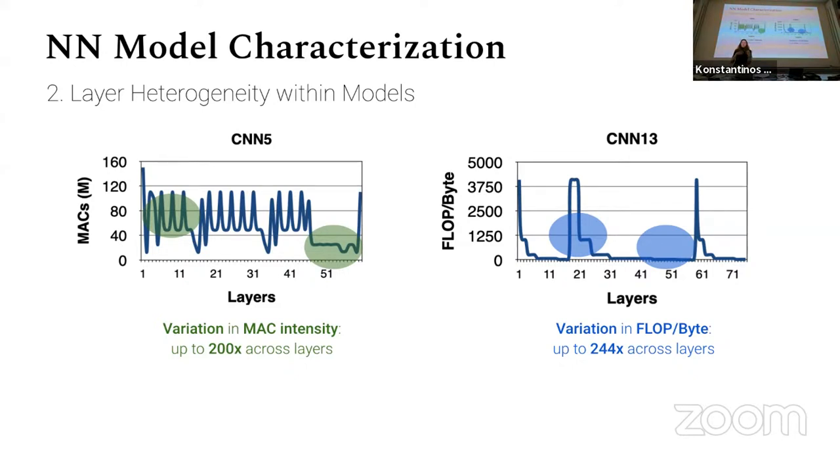But this goes beyond CNNs, right? Particularly, this interlayer heterogeneity is very significant for RCNNs, as I've mentioned, because they actually consist of CNNs as well as LSTMs. So you have a lot of different layer characteristics if you look at the different layers within each model.